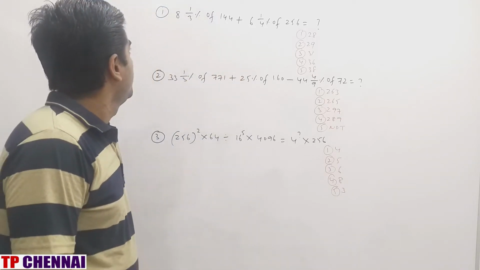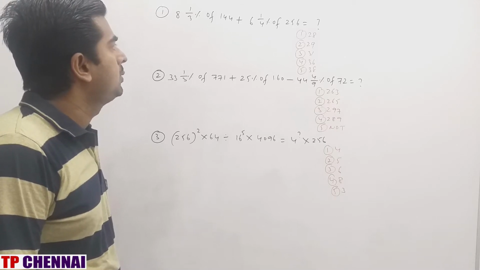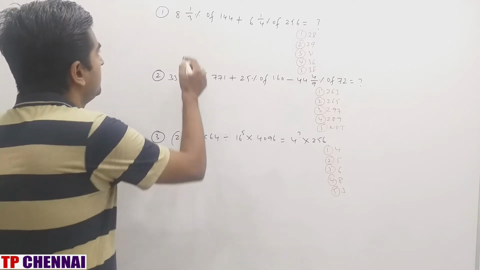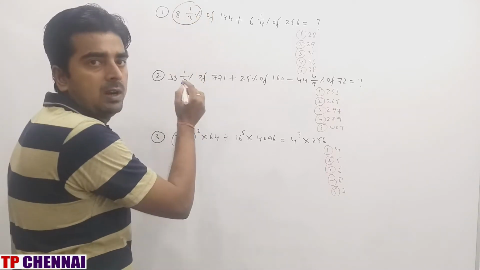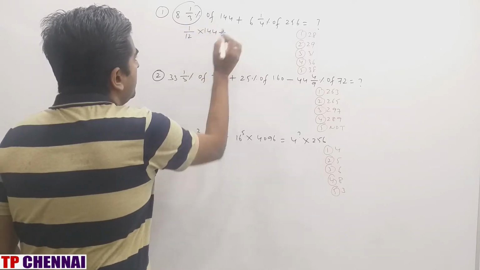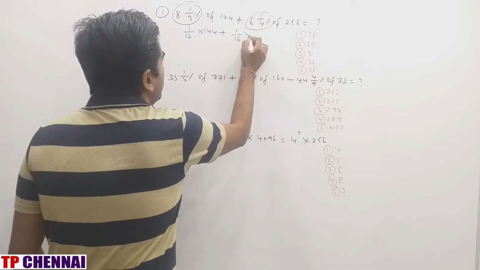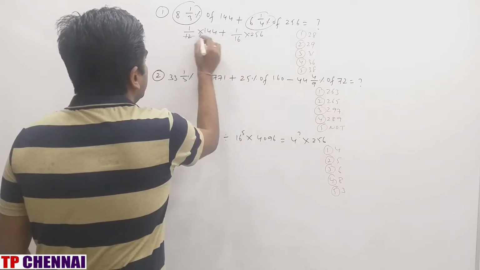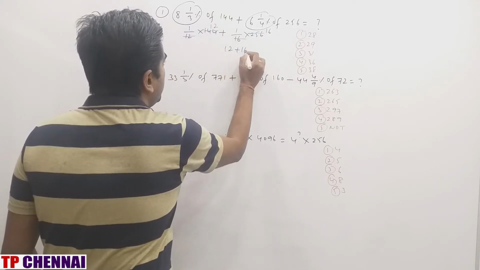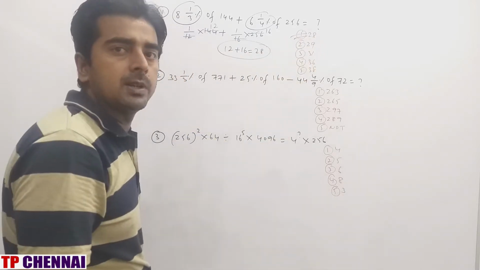So first one, 8 1 by 3% of 144 plus 6 1 by 4% of 256 is equal to question mark. So 8 1 by 3%, what is the fraction value? It is nothing but 1 by 12. So 1 by 12 into 144 plus, what is the 6 1 by 4% fraction value? It is 1 by 16. So this is nothing but 12 times, and this is 16 times. So 12 plus 16. What is my answer? My answer is nothing but 28, right? Which is nothing but the first option.